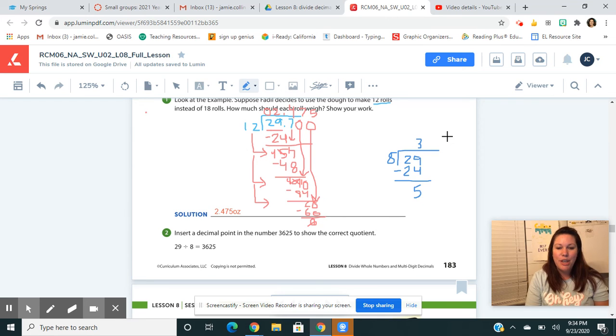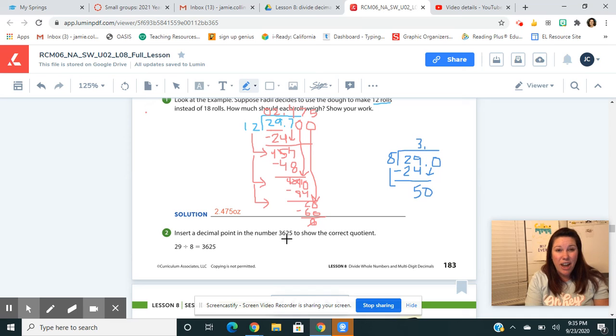Okay, so I have a remainder, but we've just talked about how we don't want to have remainders. And so when we don't want to have remainders, what do we do? We add a decimal point and a placeholder. So I'm going to put my decimal point straight up. And now I can bring down this 0 right here, and I can divide again.